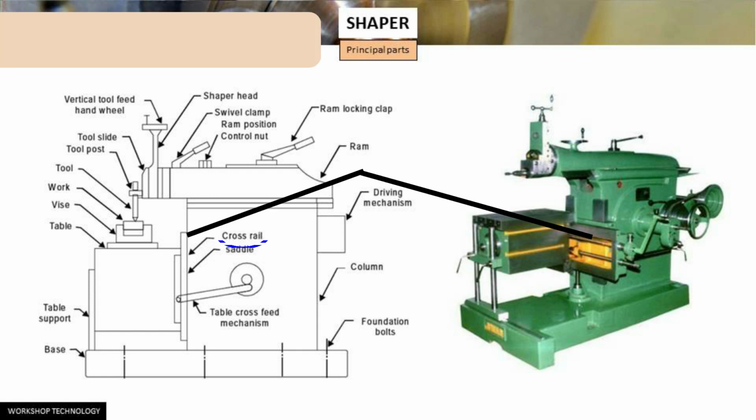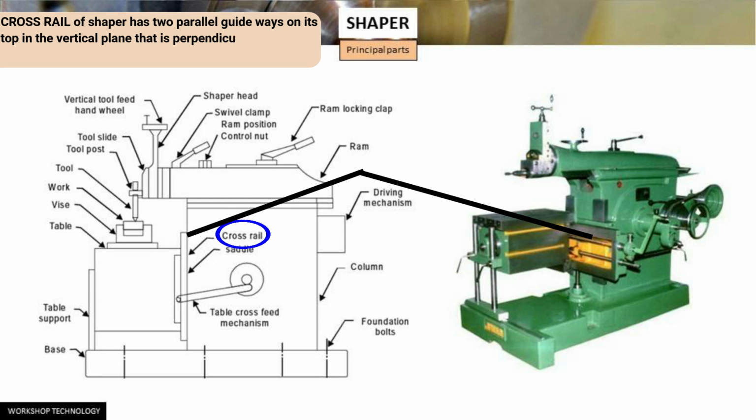Then we have the cross rail. A cross rail of a shaper has two parallel guideways on its top in the vertical plane, that is in turn perpendicular to the rail axis. It is mounted on the front vertical guideways of the column.